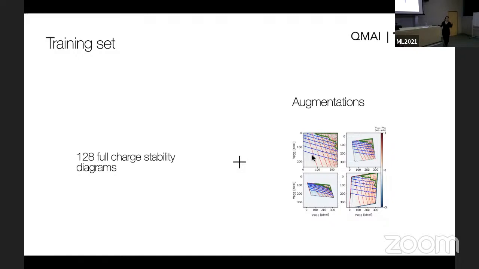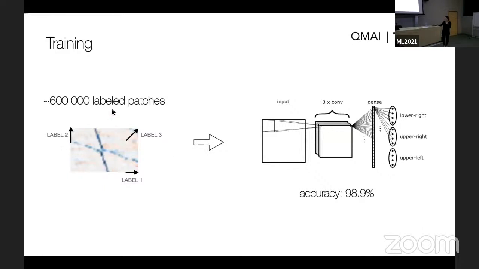But again, I am sure you could come up with more sophisticated data processing techniques to do it. Then from this, we extracted 600,000 patches, but to avoid errors, we labeled them with 3 labels, labeling each corner. So for example, this corner, I would label with the label that tells me there is a transition in the left dot. This corner, I would label with the label that tells me there is a transition both in the right dot and the left dot. And this one would have a label transition in the right dot only.